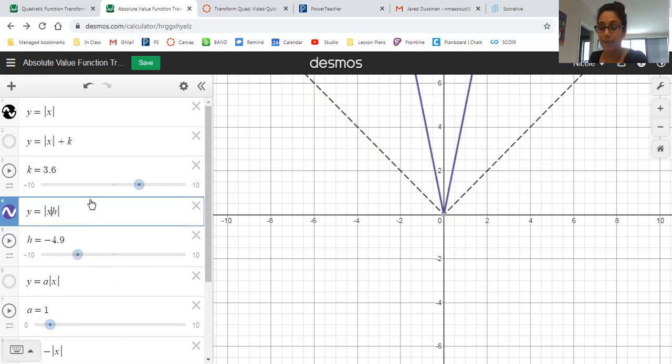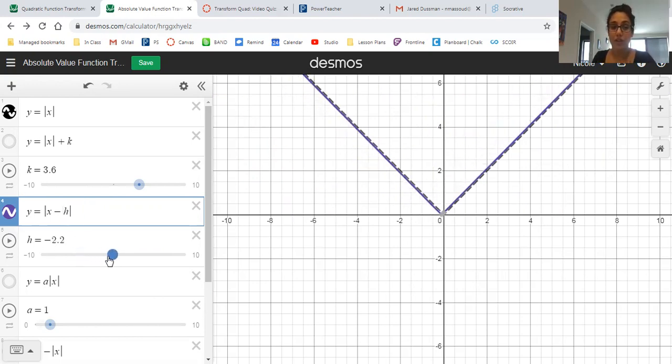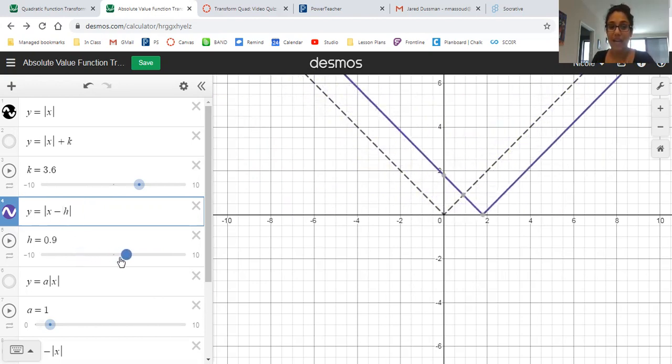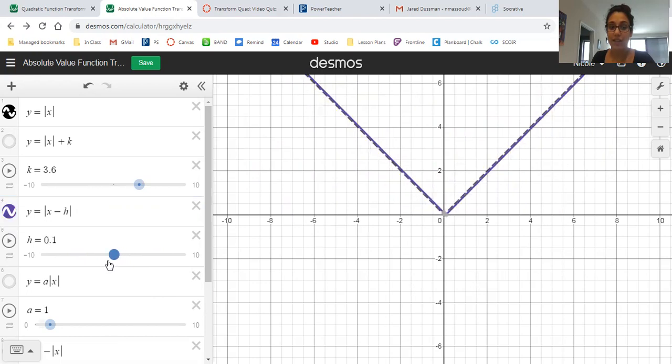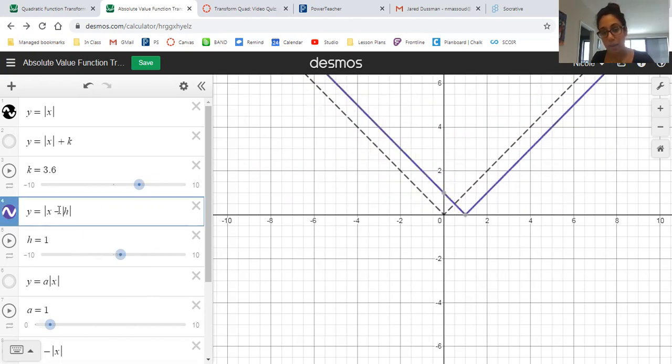That's why the original function is x minus h, because then it says, okay, if it's minus, then I know plus 1, positive 1, is going to go to the right. That's why the minus is there, to communicate that it is the opposite.